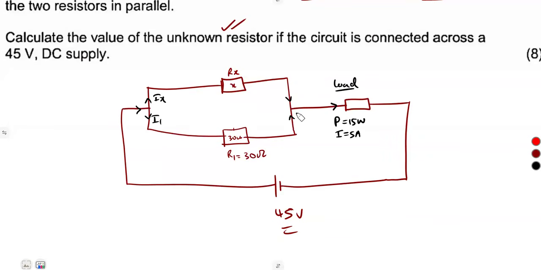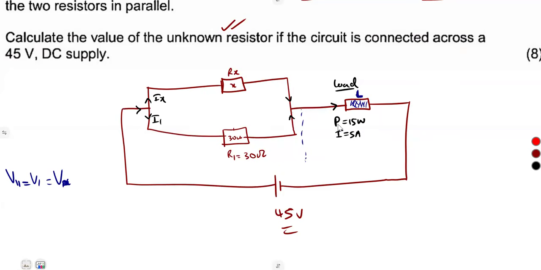Ask yourself, what is it that I can obtain from the given information? Remember, in parallel the voltage drop is the same: the voltage across resistor 1 is the same as the voltage across the unknown resistor. Let's call it Vx. We can also have the voltage from the load, which we can call R2, or RL since it is the load.